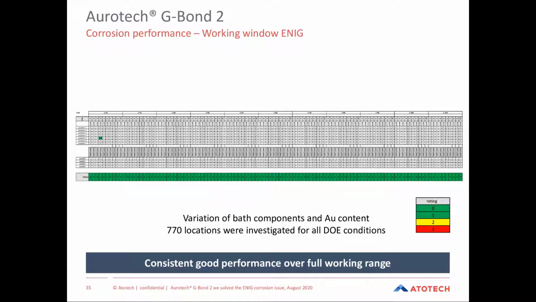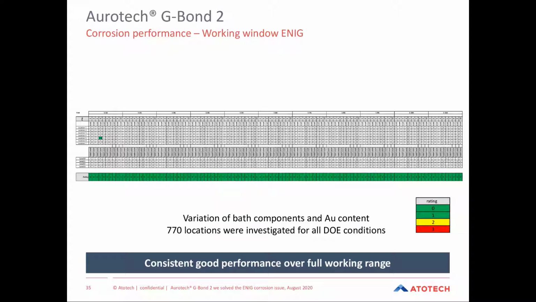To show some more data, we did the same investigations of 10 PTHs per condition also for the working window test. So here we tested 11 different conditions, 10 PTHs per condition, and per PTH 7 locations. So overall 770 locations were investigated for corrosion. And in this working window you see, maybe you don't see because it's very small, it's just to bring the whole table in here.